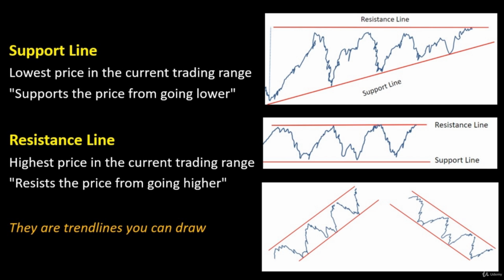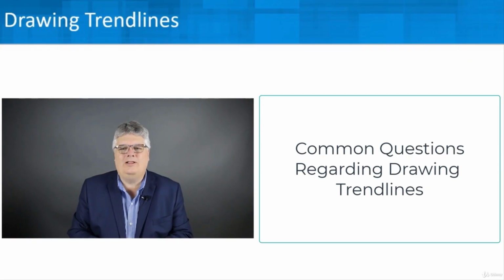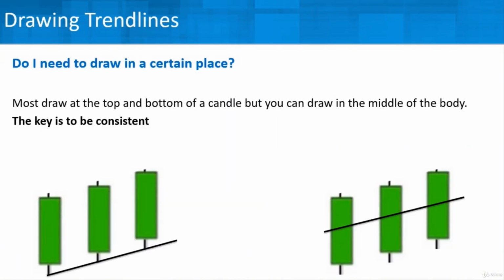As a review on that, these are trend lines that you can draw, as far as different types of trend lines go. And you're trying to draw these trend lines to get an idea of what is going on. There are some questions that come up when you start thinking about trend lines that I want to get ahead of right away. So let's look at a couple things as far as the actual drawing of the trend lines. One question is, do I need to draw in a certain place? And yes and no on that.